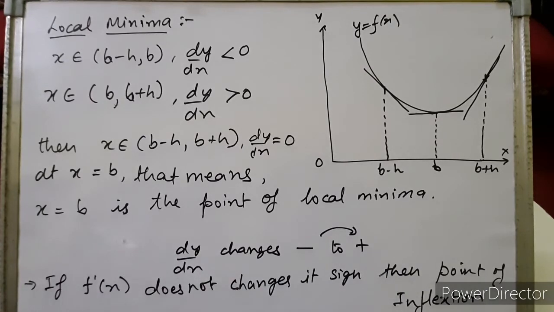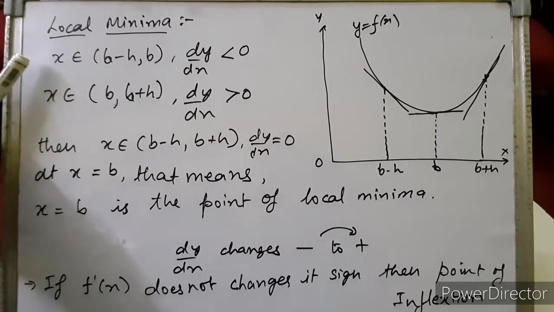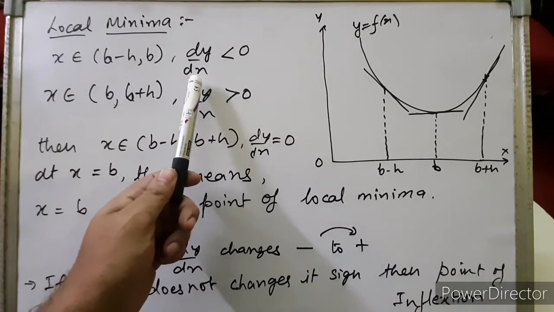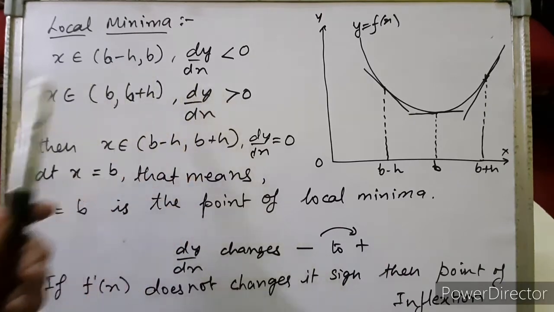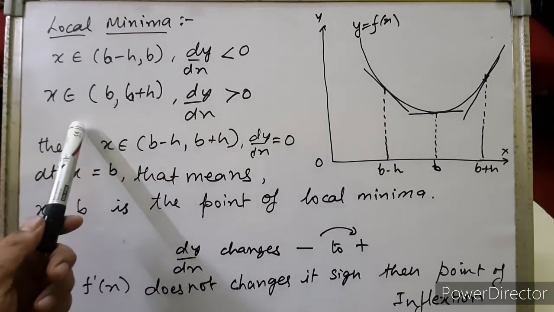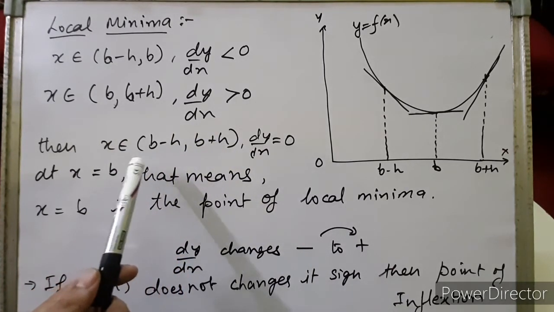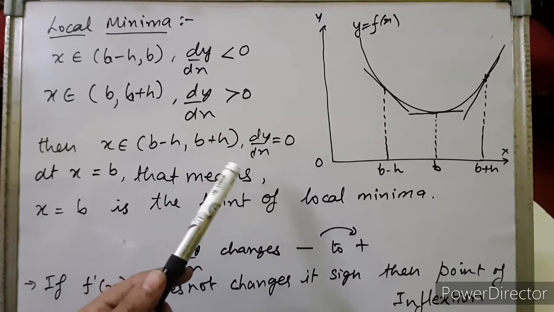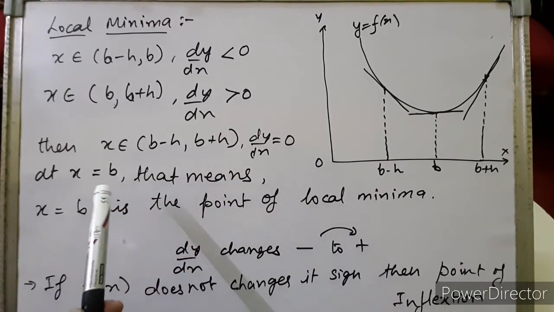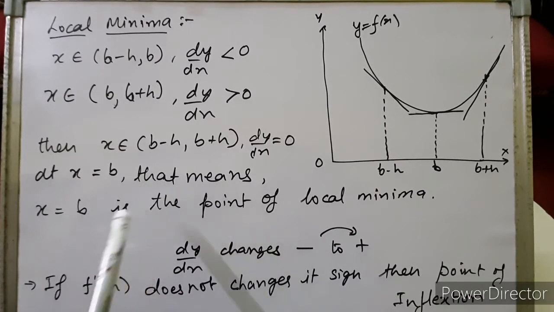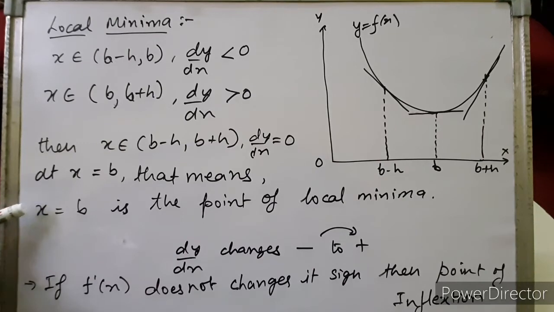Let's see this explanation. When x is lying between b minus h and b, the slope of the tangent, or the derivative of the curve, will be less than 0. When x is lying between b and b plus h, the slope of the tangent is greater than 0, that means positive. So when x lies between b minus h and b plus h and dy by dx is 0 at x equals b, that means x equals b must be a turning point. This means that x equals b is the point of local minima, right?